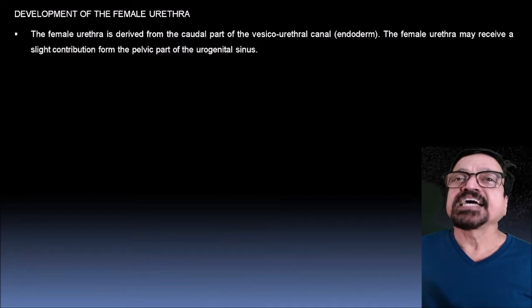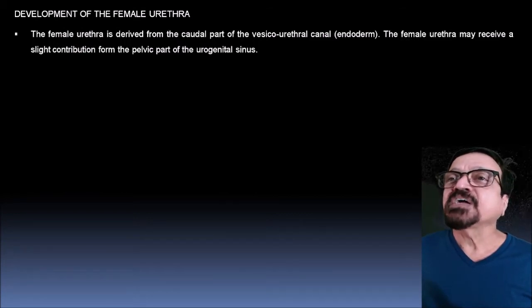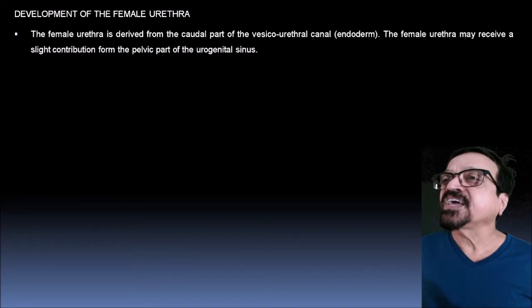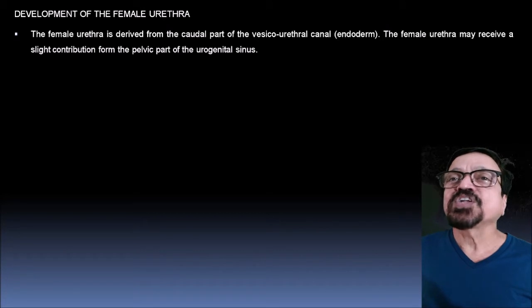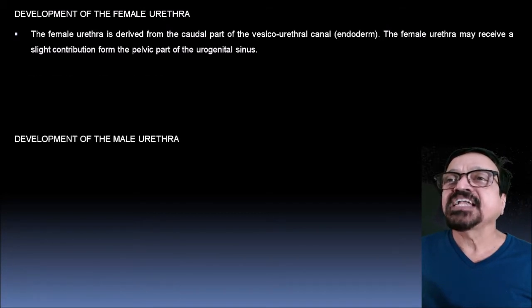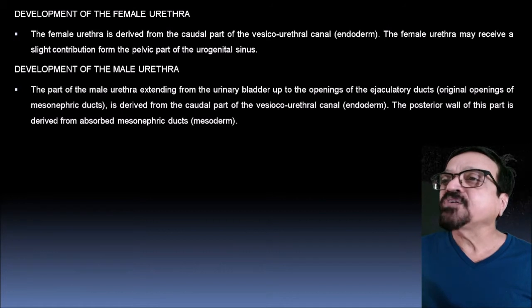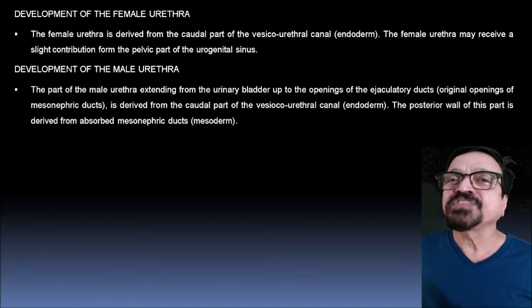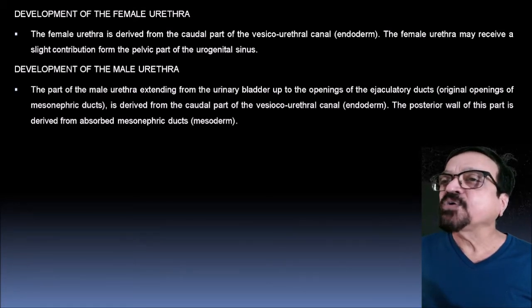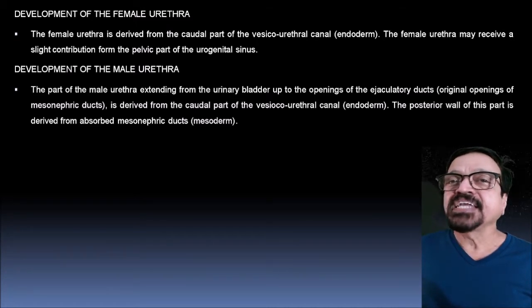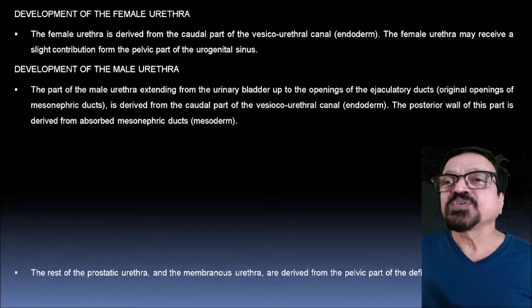Now, development of the urethra. The female urethra is derived from the caudal part of the vesico-urethral canal, that is endoderm. This female urethra may receive a slight contribution from the pelvic part of the urogenital sinus. Now, development of the male urethra. The part of the male urethra extending from the urinary bladder up to the opening of the ejaculatory duct is derived from the caudal portion of the vesico-urethral canal, that is endoderm. The posterior wall of this part is derived from absorbed mesonephric ducts.